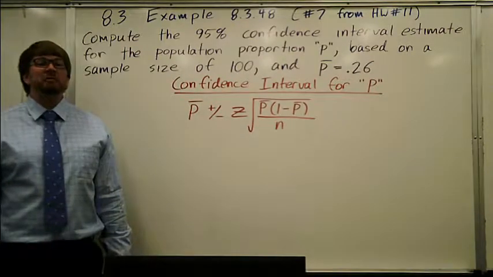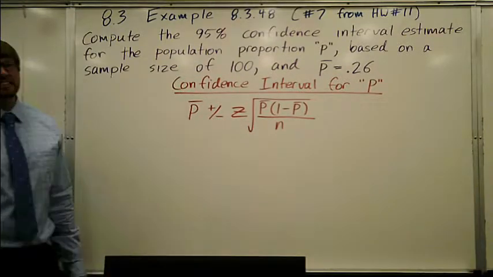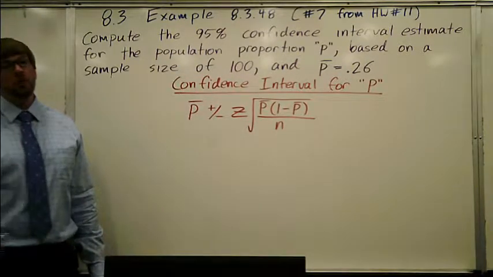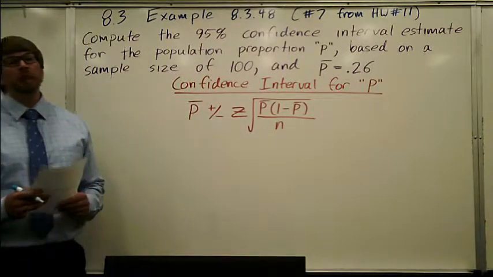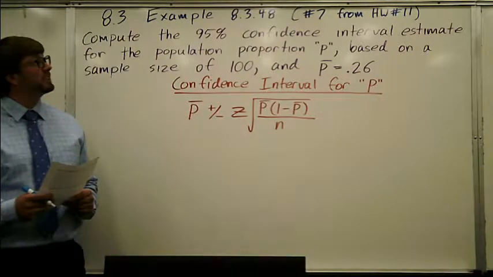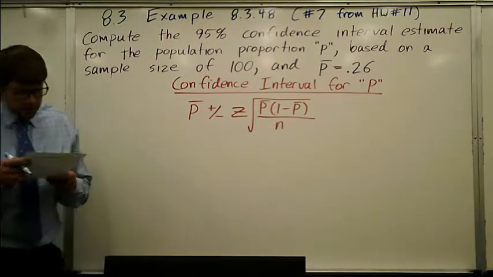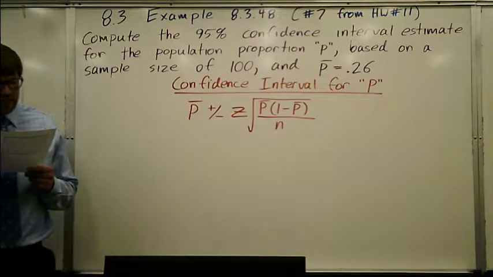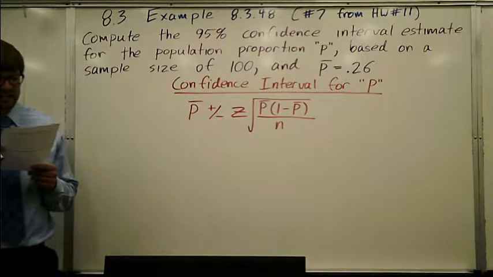Alright, it's time for our first example for chapter 8.3, which is calculating a confidence interval for a population proportion. This one is 8.3.48 from your 11th homework assignment, or problem number 7 from that assignment. The problem says, compute a 95% confidence interval estimate for the population proportion P based on a sample size of 100 when the sample proportion p hat is equal to 0.26.